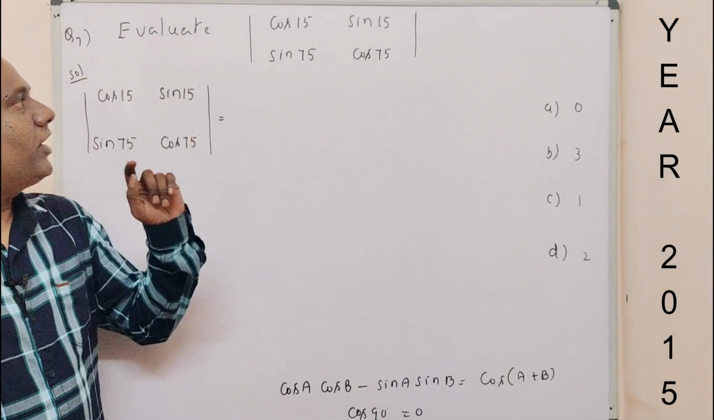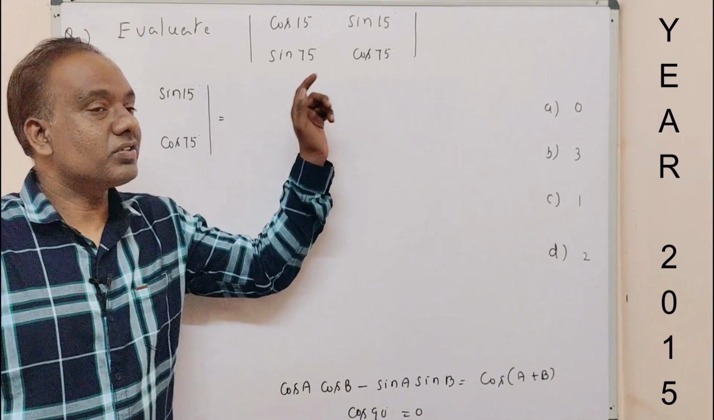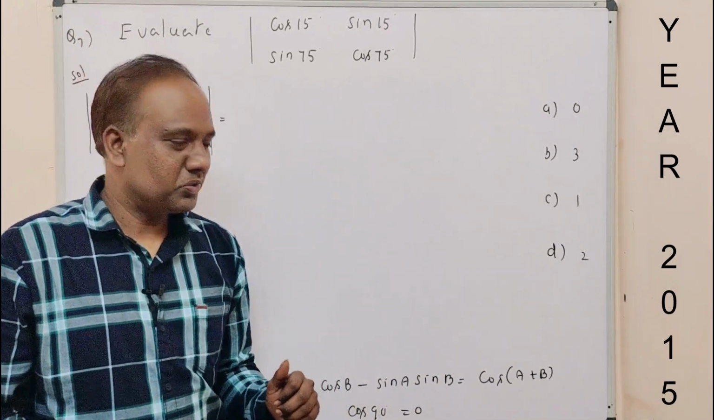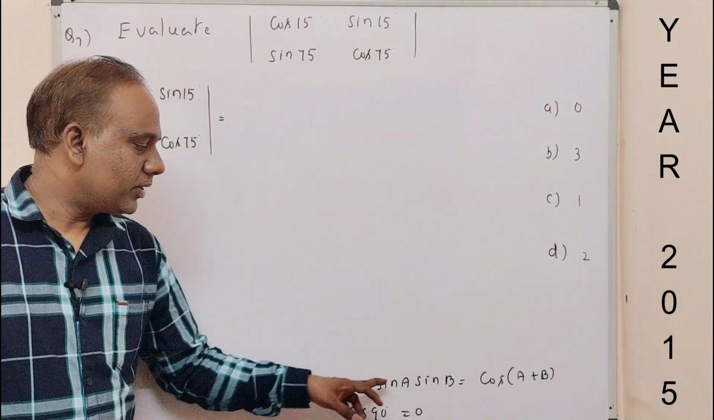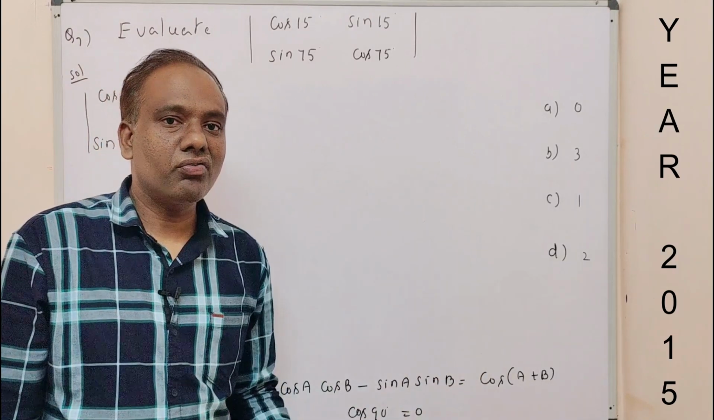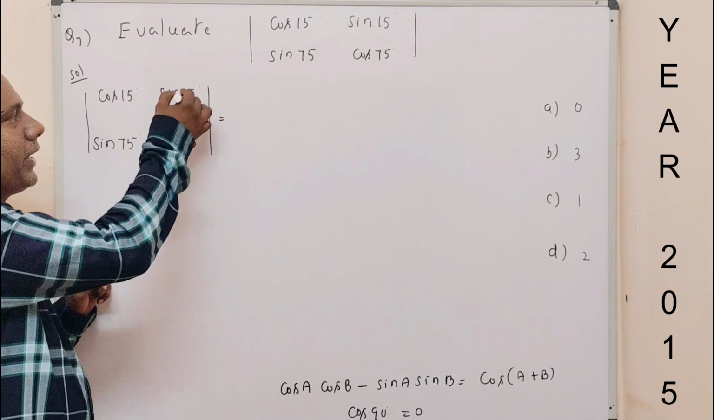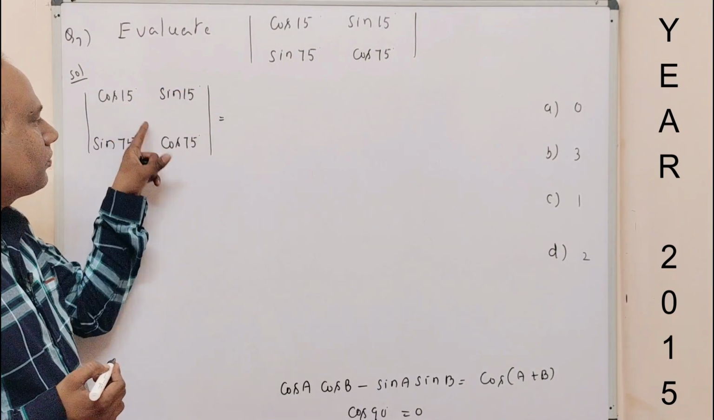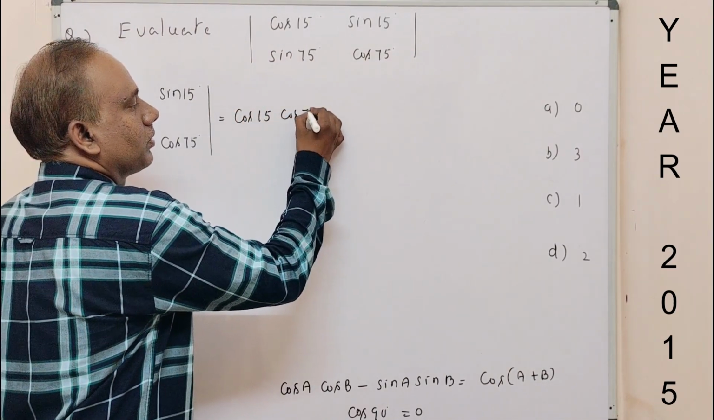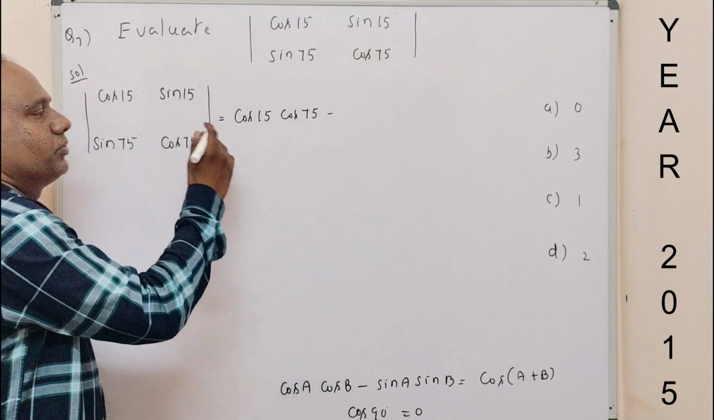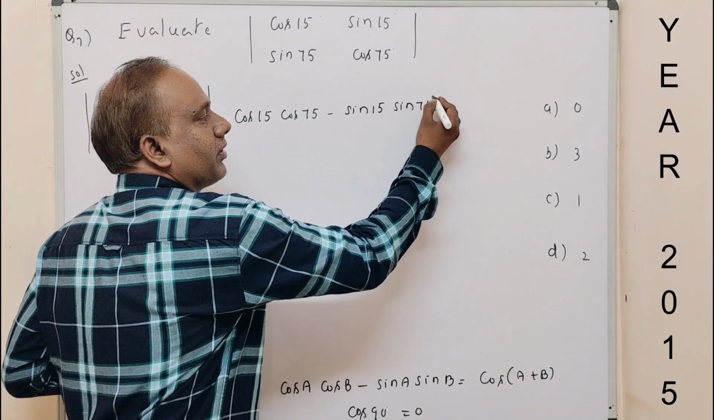So here, evaluate determinant of cos 15, sin 15, sin 75, cos 75. It's a very simple question. If you know this formula, it becomes very easy. Cos A cos B minus sin A sin B is equal to cos of A plus B. So determinant means first we multiply these two minus these two. So cos 15 into cos 75 minus these two, sin 15 into sin 75.